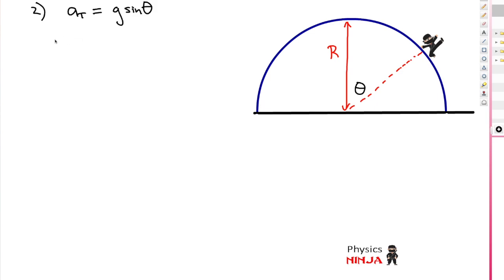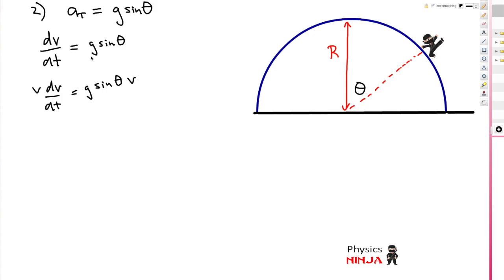Okay. You start off by writing the acceleration as the derivative of the velocity. And here we're talking about the tangential velocity, so I'm not going to write the subscript anymore. But that's g sine theta. The next step I'm going to do is multiply both sides by v. Now I have to simplify this expression a little bit, and I have to use a few little tricks.